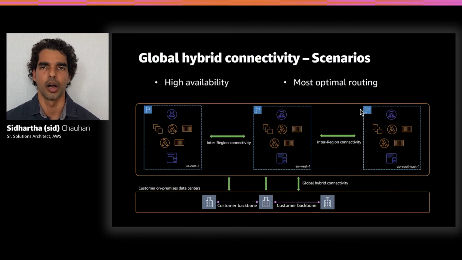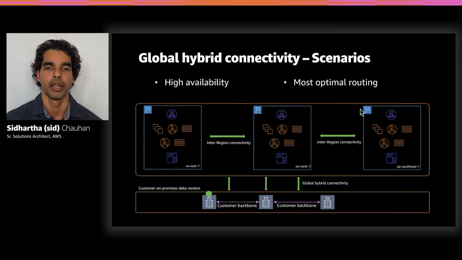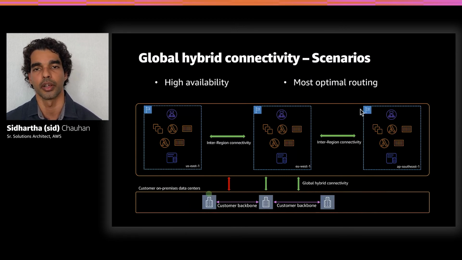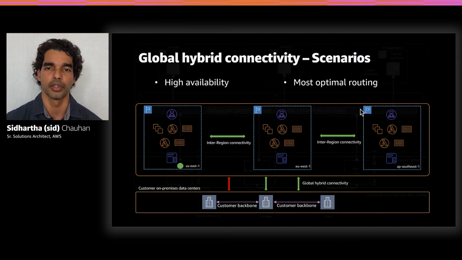Great, so now we understand how you can use Direct Connect to establish global connectivity and send traffic to AWS regions globally. I do want to talk about two things. One is, how do you do that in a highly available manner? The idea here is that if there is a failure in one of your circuits, you should be able to reroute your traffic to your other circuits. And you should be able to do that in the most optimal way, which means lowest latency and choosing the shortest path. So let's see how that's done.